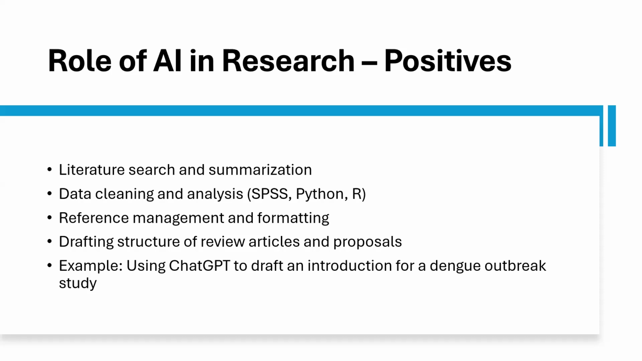And then you can also get help from AI to manage your references and formatting details, or to change your references to some particular format or style. And then you can use it for the drafting structure of review articles and proposals. You can even get the outlines of your proposed research work through AI. It is not compulsory to use those details, but you can get help from that. For example, if you use ChatGPT to draft an introduction for a dengue outbreak study, then using those details exactly is not a good thing.